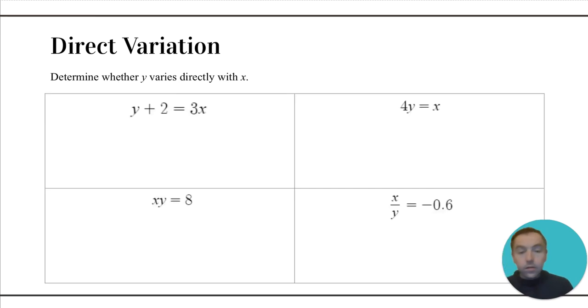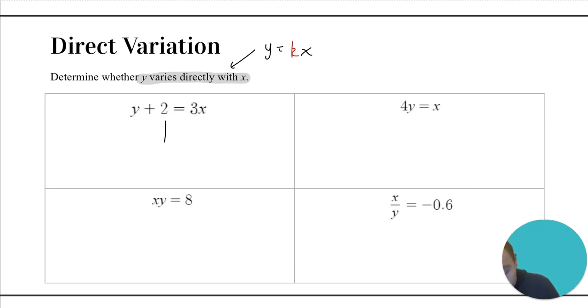So let's take a look at some examples here. First of all, we're asked to determine whether y varies directly with x. If y varies directly with x, ultimately that is equivalent to saying that y is going to be equal to some number k, the constant of proportionality, times x. And so you see four different equations right here. If there's a way for you to get the dependent variable y alone equals just a number times x, then it's going to be direct variation.